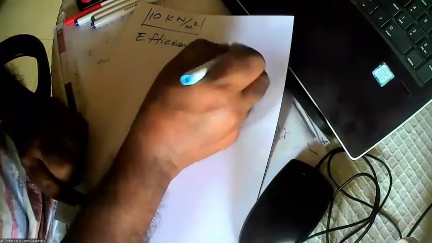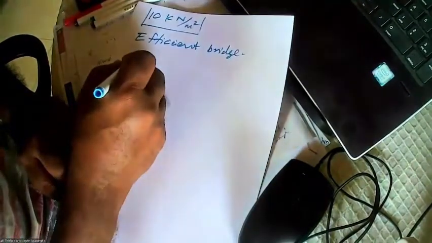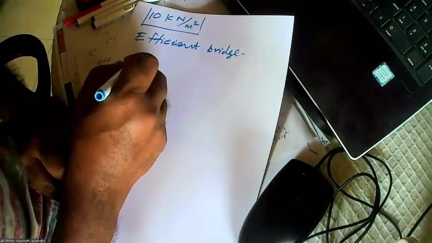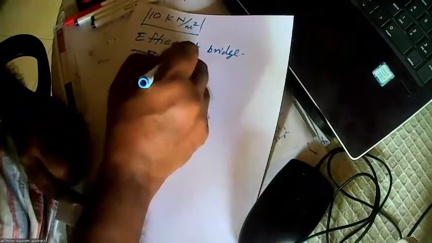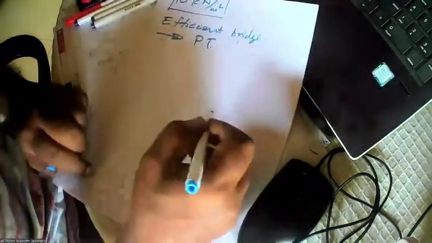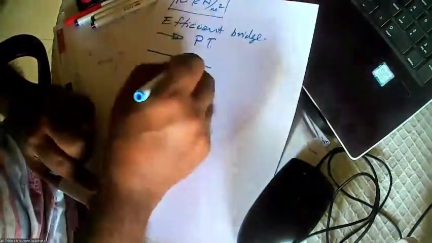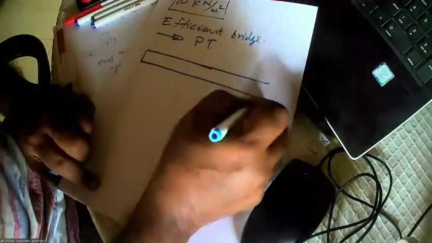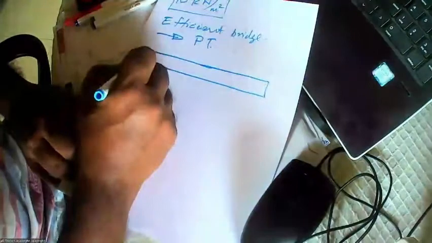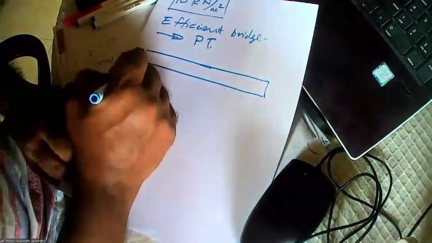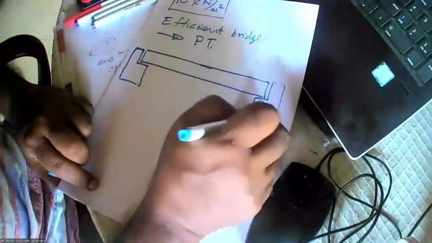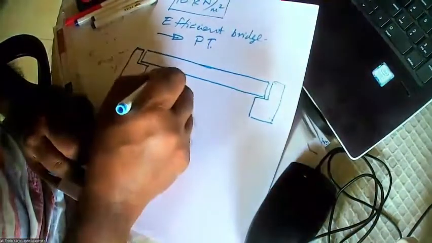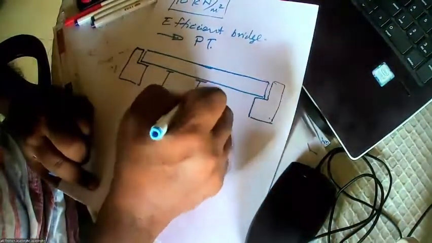So if you want to have an efficient bridge, what shall we do? We must go for some other material that is more efficient. What is the more efficient material? PT, prestress. So in France, they constructed bridges like this, constructed by farm labor. During the time that they don't do farming, these people constructed bridges. So they are farmers, so they know how to do it.